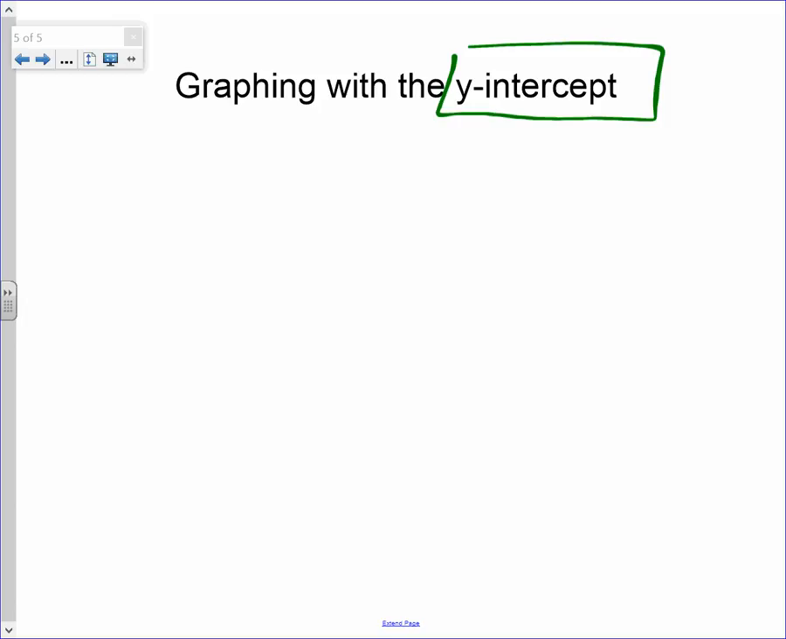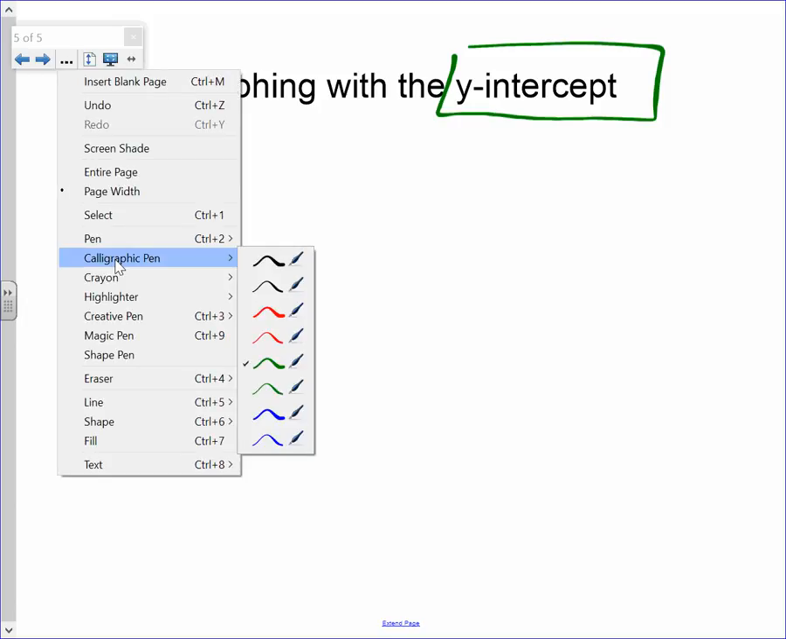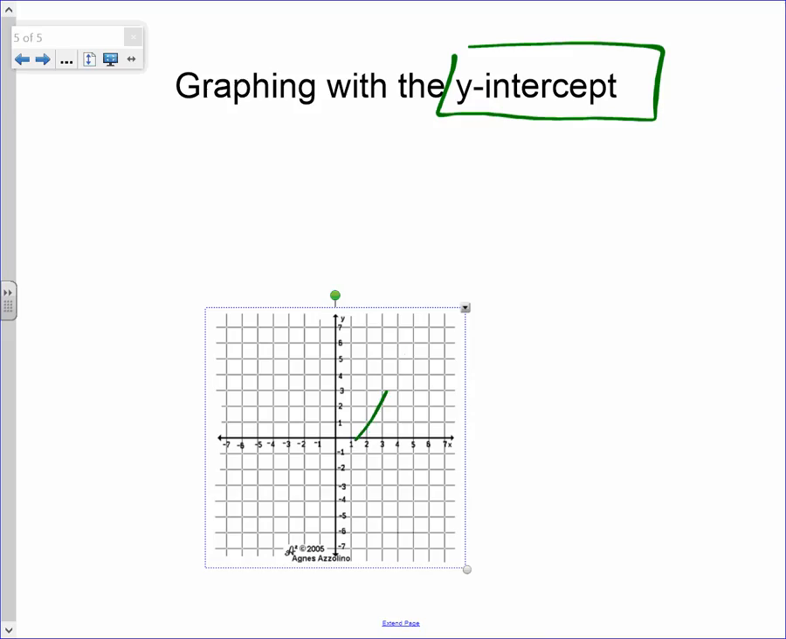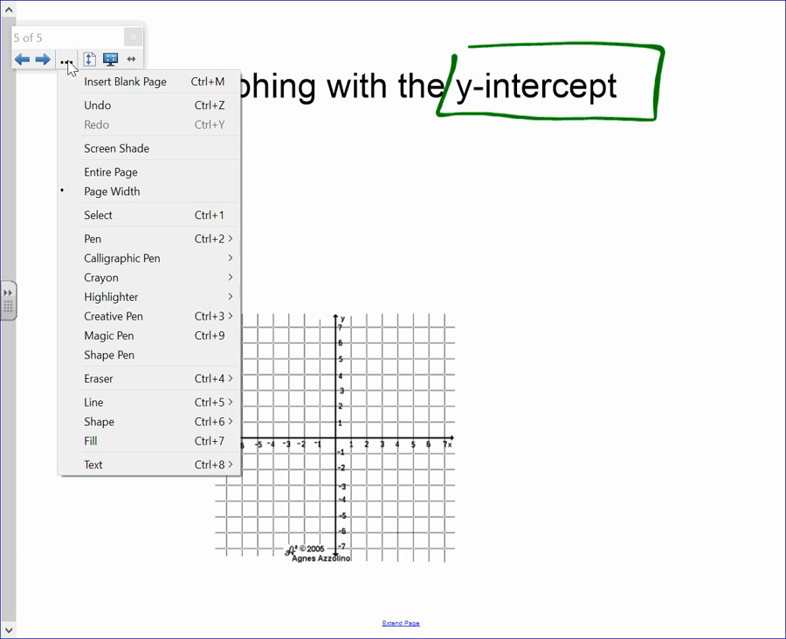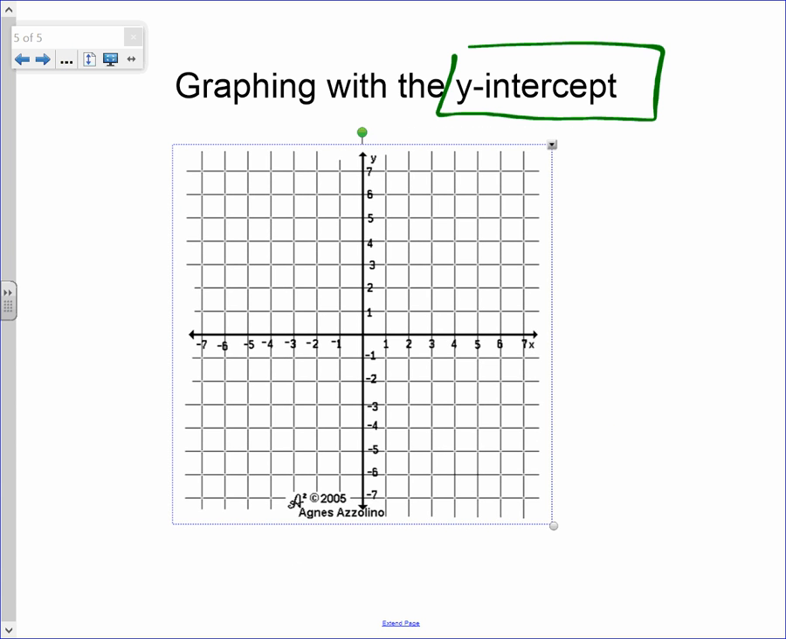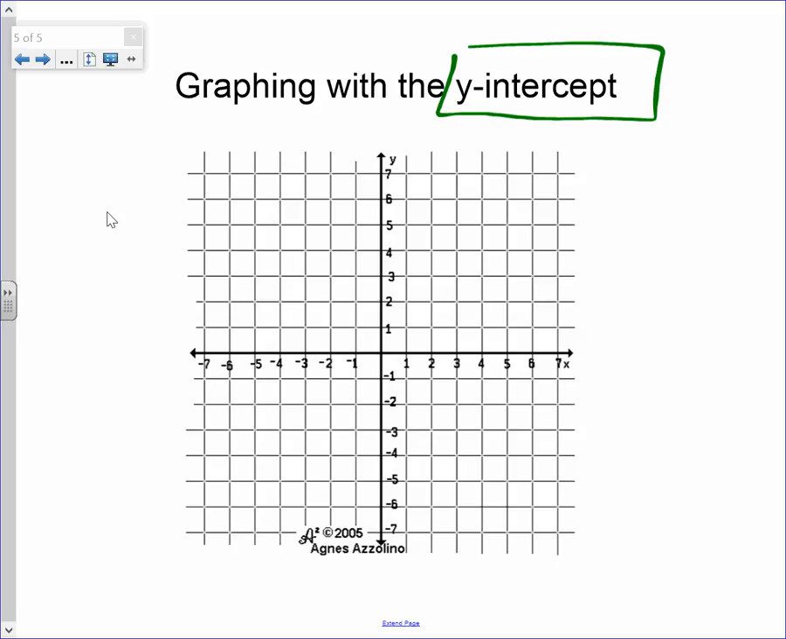What I want you to do first on your graph paper is give me an x and y axis as big as mine, 7 to the right, 7 to the left, 7 up, 7 down. So the title is Graphing with the y-intercept.